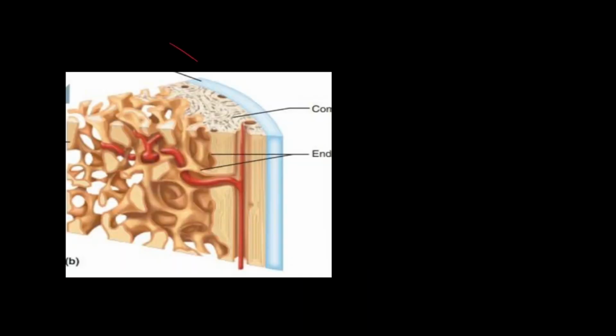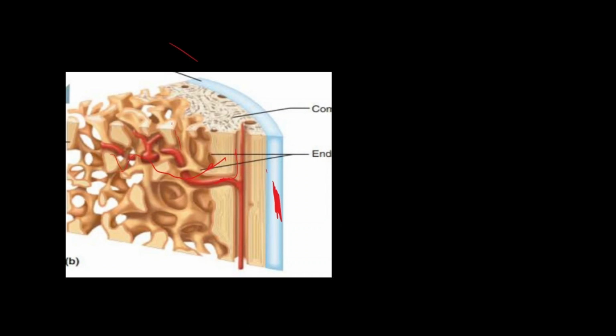In this picture, we can see this is the periosteum. We have the endosteum that lines the medullary cavity, and we can see how the blood vessel divides to supply the bone.